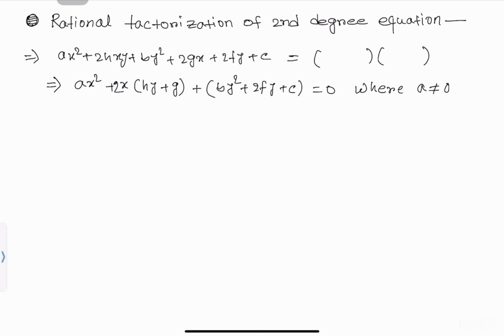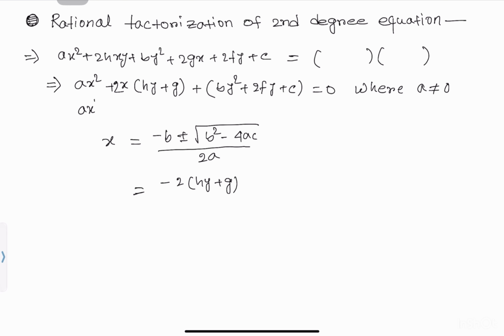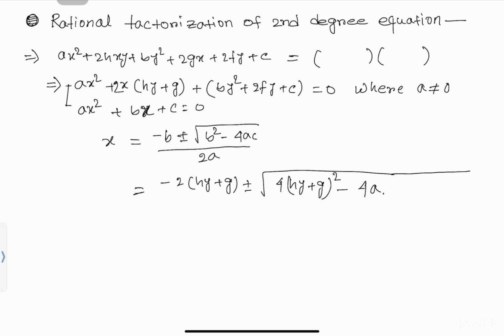So how to solve this quadratic equation? I want to apply Sridhar Acharya's formula. x equals minus b plus minus square root of b square minus 4ac by 2a. I am writing the formula here. Here minus b means minus 2(hy plus g), comparing with ax square plus bx plus c equal to 0. So b square means 4(hy plus g) whole square minus 4 into a into (by square plus 2fy plus c), all by 2a. This is my quadratic equation.